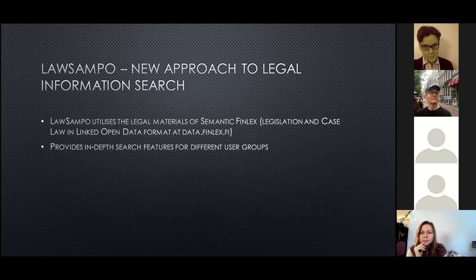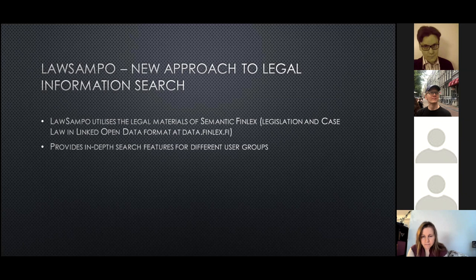And for Law Sampo, I think there are a number of new approaches to the search on the legal materials. Firstly, concerning citizens, there is a new possibility to find materials related to certain life events, like birth of a child, going to education, going to university, getting married, and so on, and finally getting retired and going on pension. So for citizens, Law Sampo provides a new tool for finding information on a certain life event with the help of keywords and smart searches on the law materials and on the court materials as well.